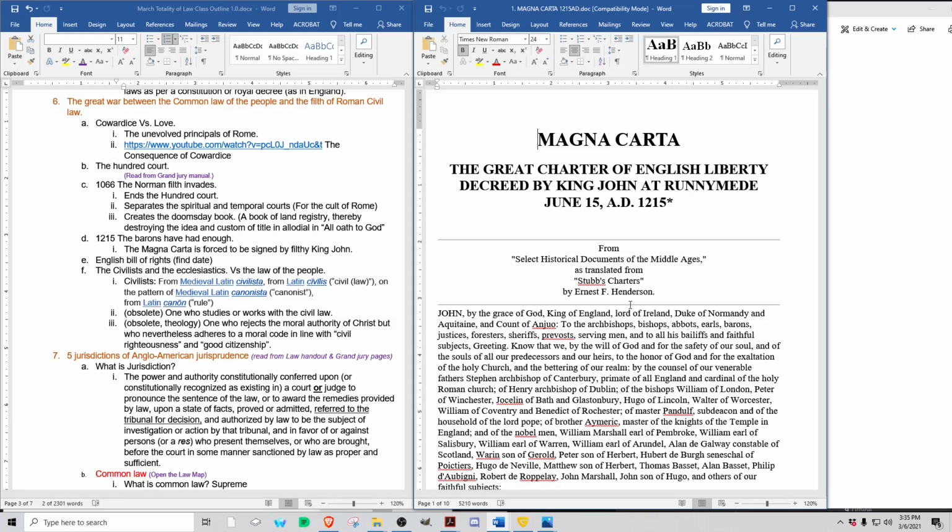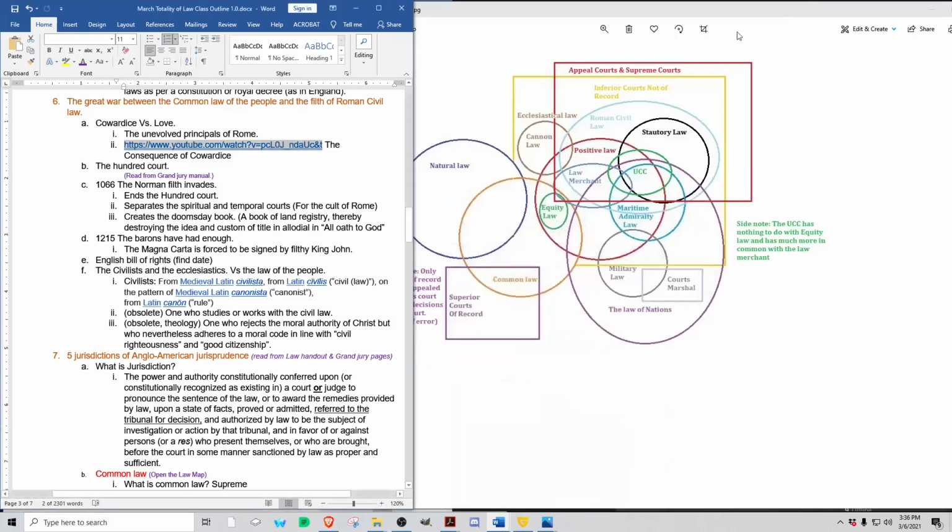Rome, and this of course goes back to the aspect of, go watch the unevolved principles of Rome, the consequences of cowardice, and it's all in there. But I just want to bring it up again because you have to understand that the basis of the common law of natural law and preserving society and even preserving nature, which is where you get an aspect of the difference between title. Allodial title comes from the term all oath, right?